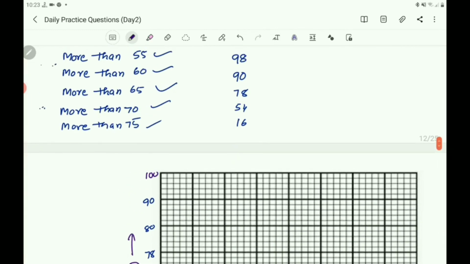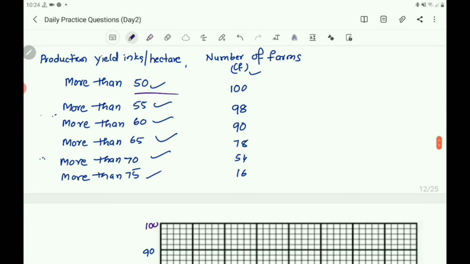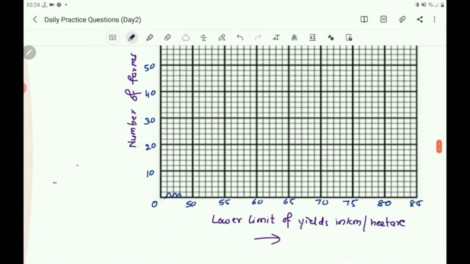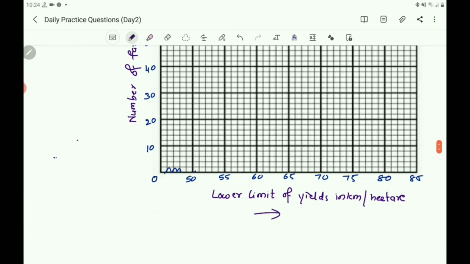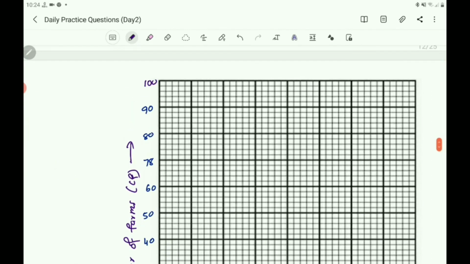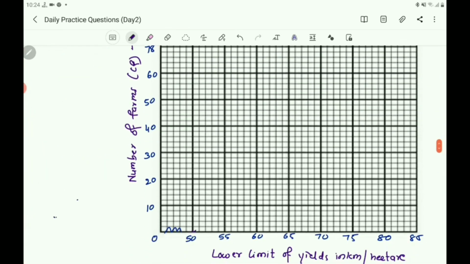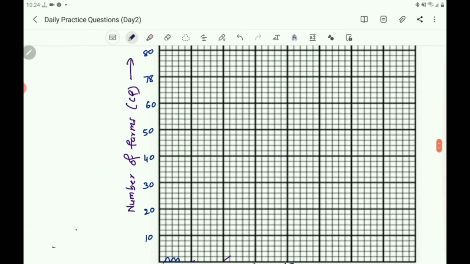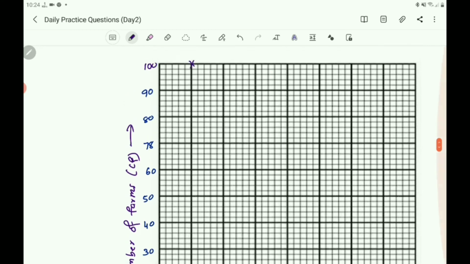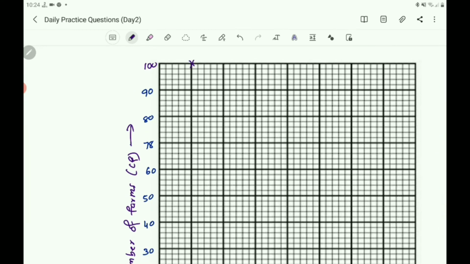Now let us mark the points. First one is 50, 100. So where is 50? 50 is here. Straight you go to 100. Then next one 55, 98. So 55 is here. Straight you go to 98. 98 means it is 2, 4, 6, 8. It comes here.